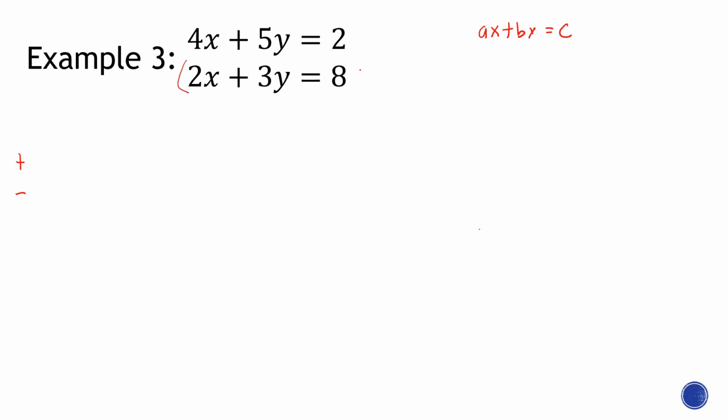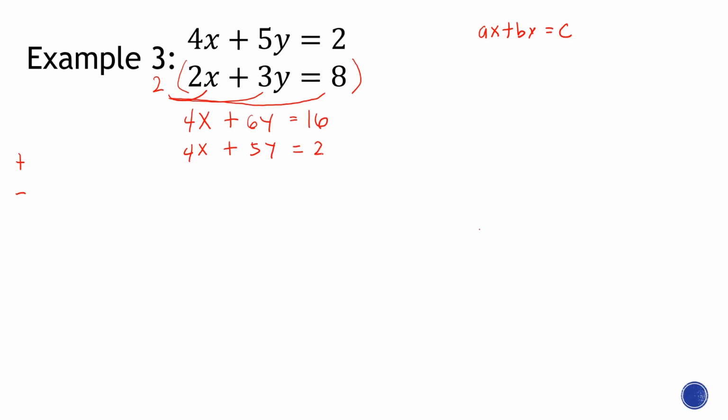So that means I'm going to multiply this by positive 2. This will be equal to, not 2x, this will be equal to 4x because we will multiply that. 2 times 3y is plus 6y. And then 2 times 8 will be 16. Okay? So 2 times 2x is 4x, and then 6y equals 16. And then I'm going to rewrite 4x plus 5y equals positive 2.